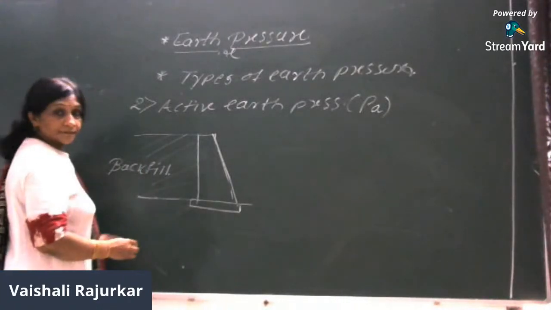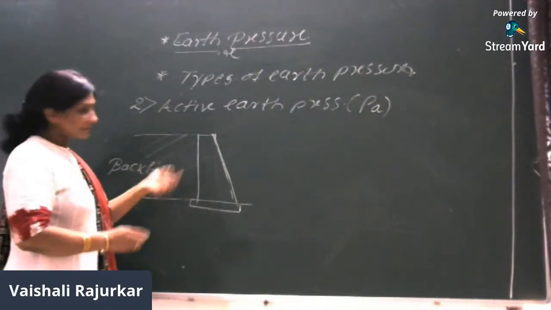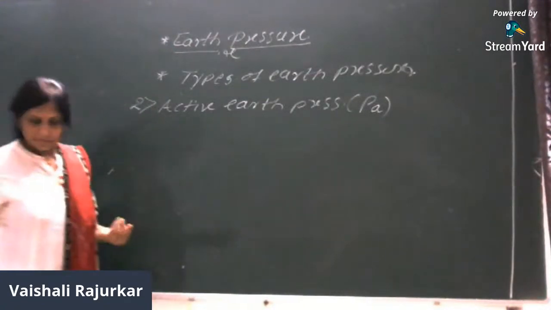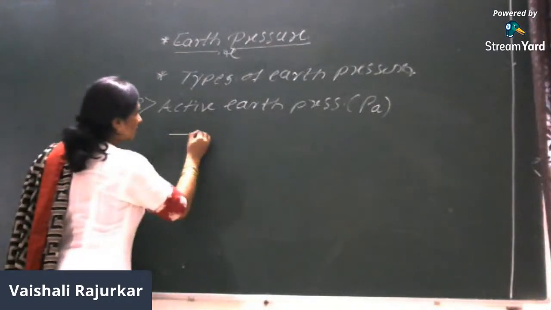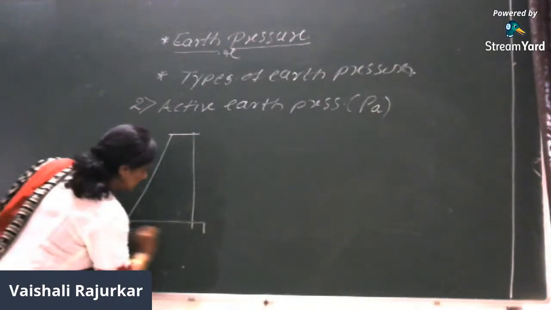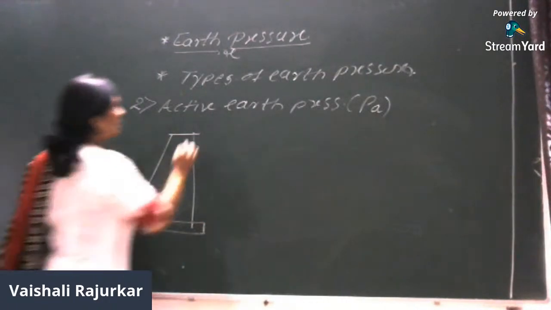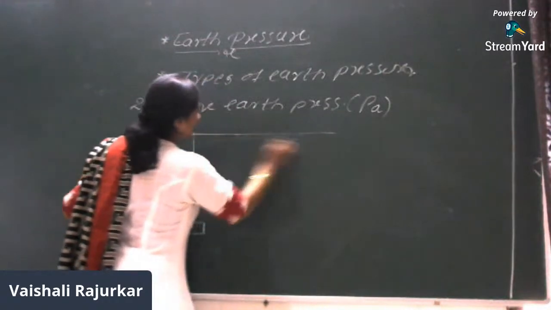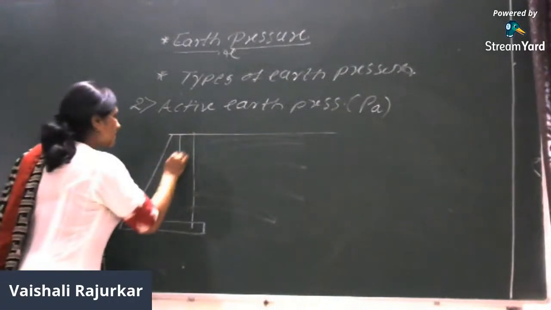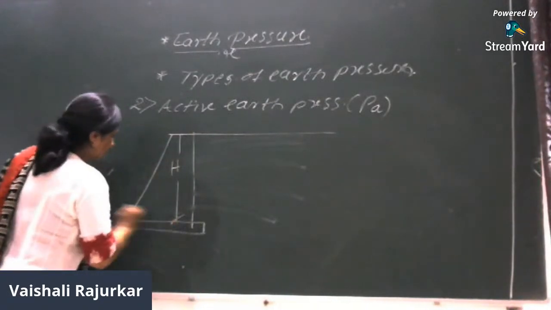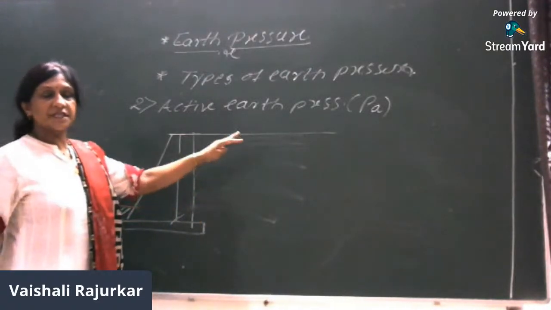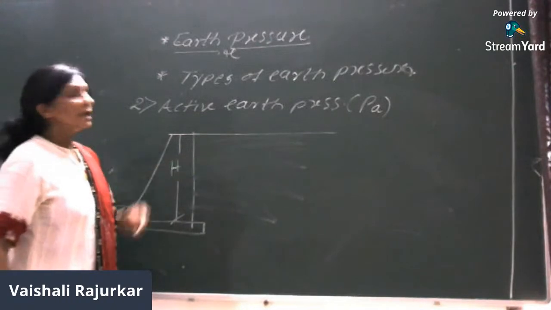Now, suppose I draw a bigger diagram, in which we consider this is the retaining wall. This retaining wall retains a backfill. Now, this is the horizontal backfill. Suppose I assume H is the height of the retaining wall, right, which supports the backfill.